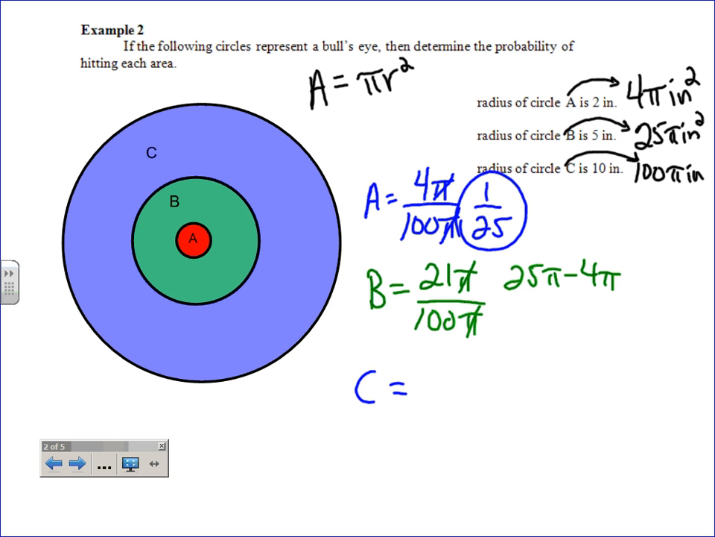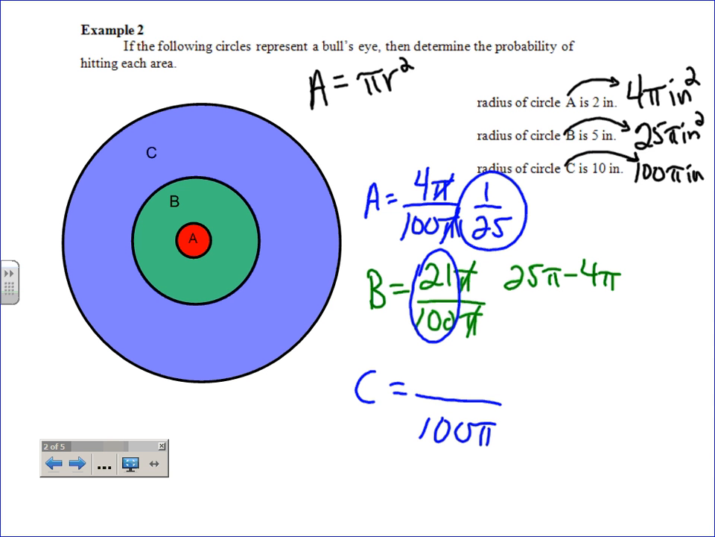Okay. Now letter C, there is actually several ways you can do C. And we'll see what you come up with. So we'll just call B 21 over 100. We know the target's 100 pi because we figured that out. But I can't hit all of circle C. I can basically hit all of circle C minus those other 2, right? But you've got to be careful. Some people subtract the 25 pi and then they subtract the 4 pi as well. But do you agree that basically it's just the blue one minus the entire green one?